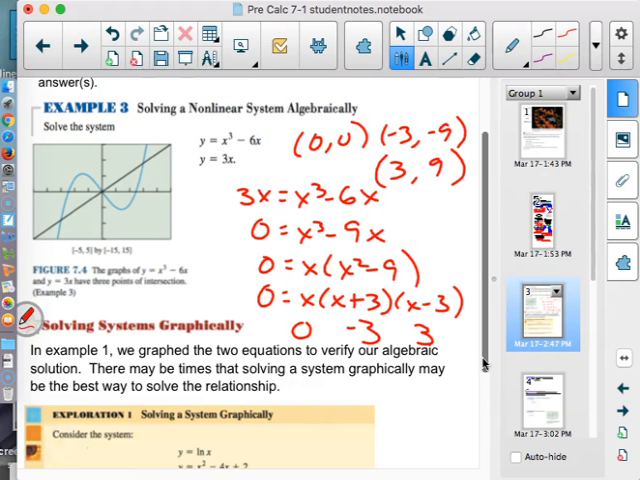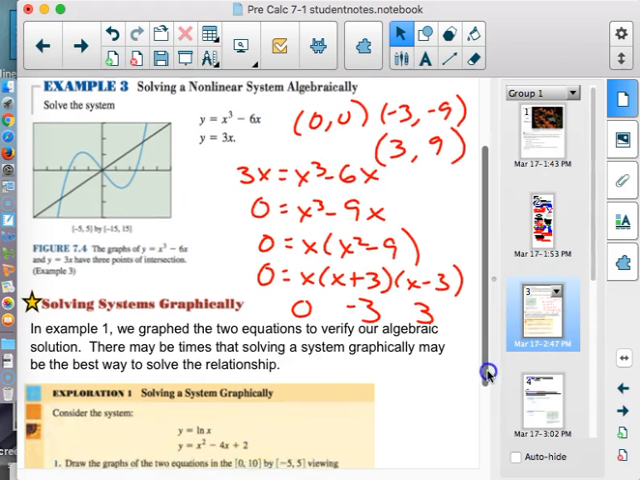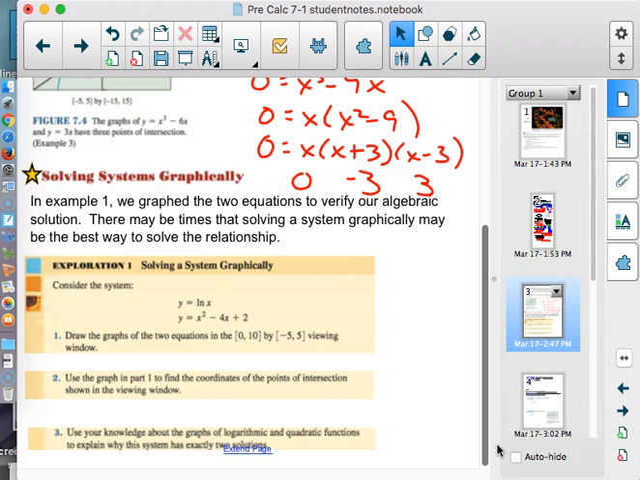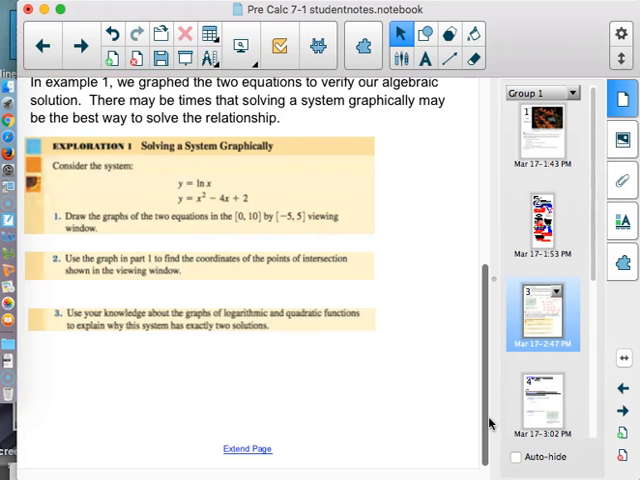And if we wanted to, we could put this in our graphing calculator as y sub 1 and y sub 2 and let Blinky do the work on where those intersections are. So if we can't find it algebraically, we have a backup plan. Or if it's so complicated that we don't want to do it algebraically, then we can also use the graphing calculator for those. So, solving systems graphically. That picture just connected what we had algebraically to the graphic part. In example 1, we graphed the two equations to verify our algebraic solution. There may be times that solving a system graphically may be the best way to solve the relationship. So, moving to that second objective a little bit deeper.